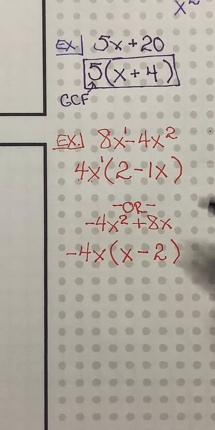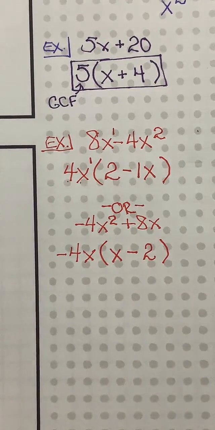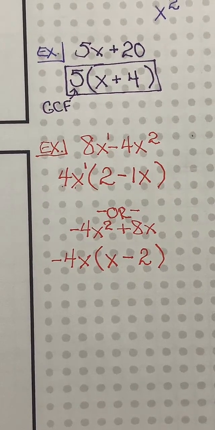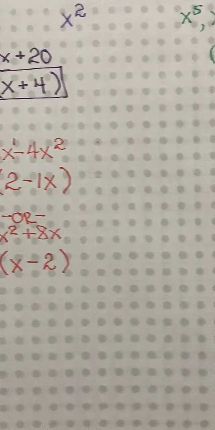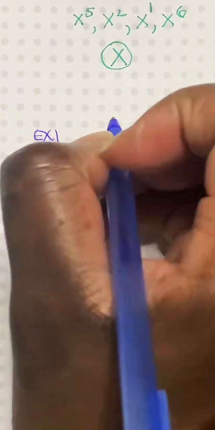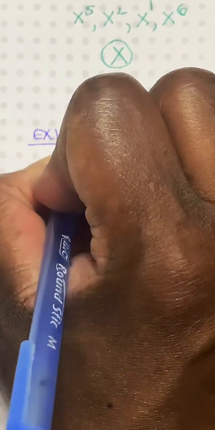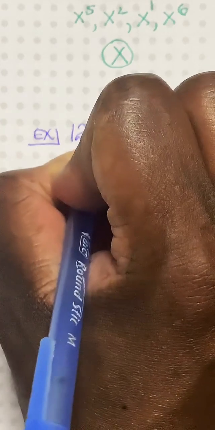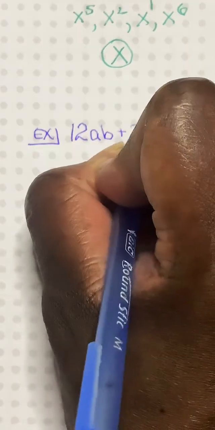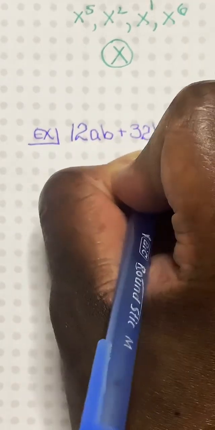All right. So now let's do 2 more, and then we'll see if we can get ourselves into some trinomials. Let me go with this next example. So we have 12AB plus 32B.